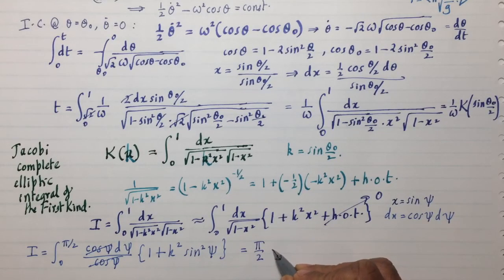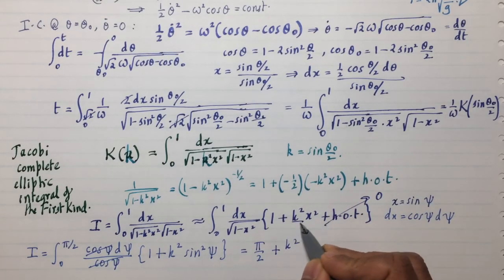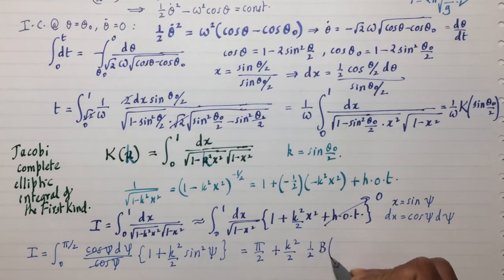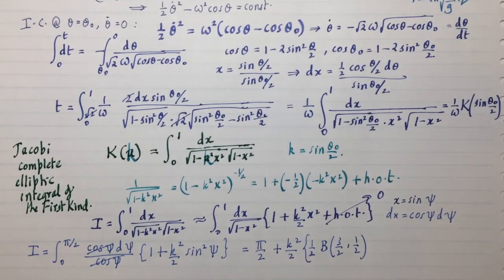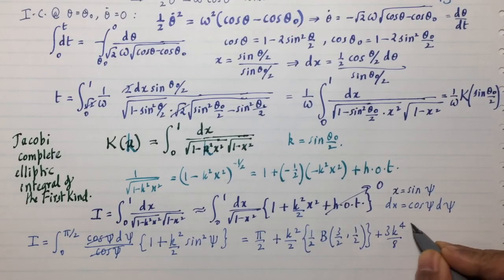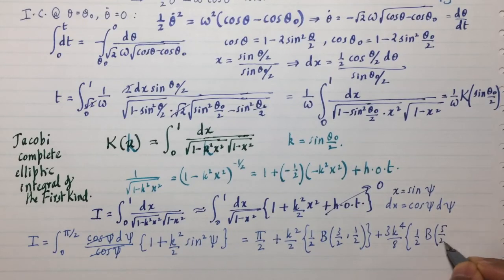And the second term is actually k squared, there's a 2 here, I forgot, over 2 times 1/2 the beta function of 3/2 and half. The reason I want to write it in terms of the beta function is because this makes it really easy. Now actually if we do the next term, it'll turn out to be like this: 3k to the 4 over 8 times 1/2 the beta function of 5/2 and half.